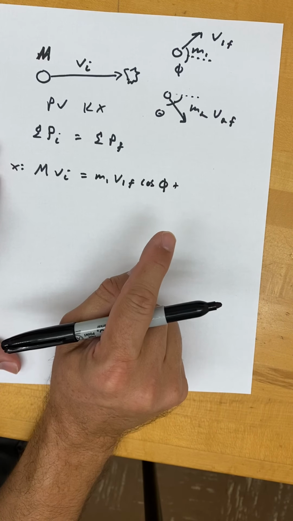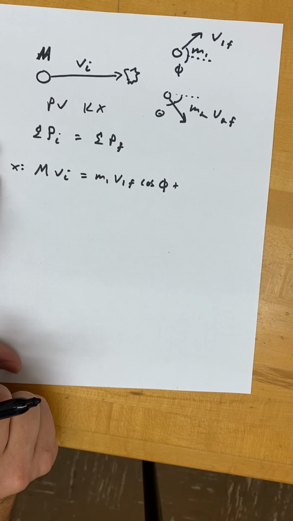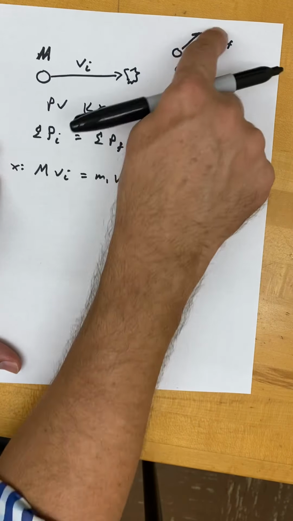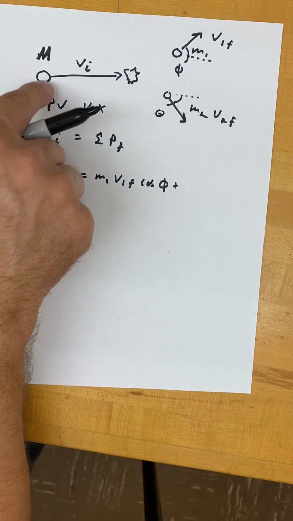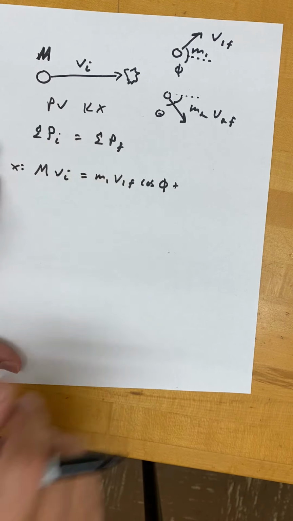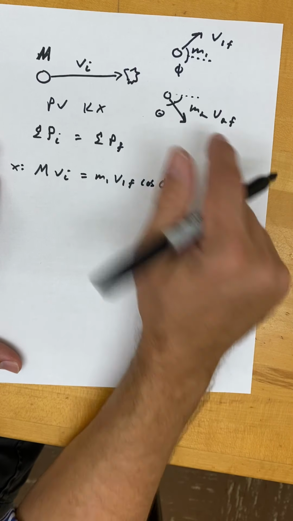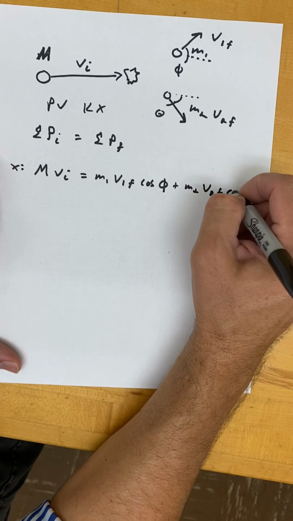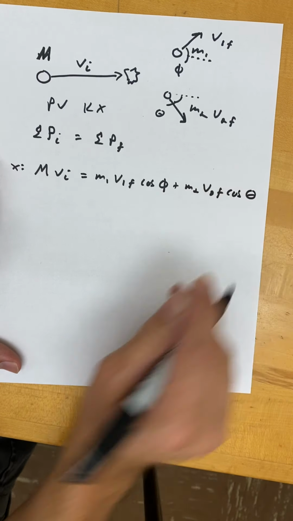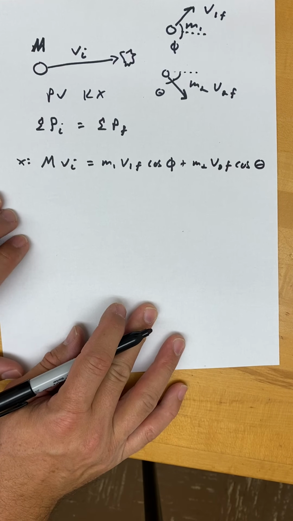And then plus, this is still moving to the right. It has to be moving to the right because the total momentum beforehand was to the right. So I should say the total momentum afterwards in the X direction has to be to the right because the total momentum before is to the right. It's a little bit more precise than what I said. The X component of this momentum is going to be M2 V2 final cosine of theta. So there's my conservation of momentum in the X direction.